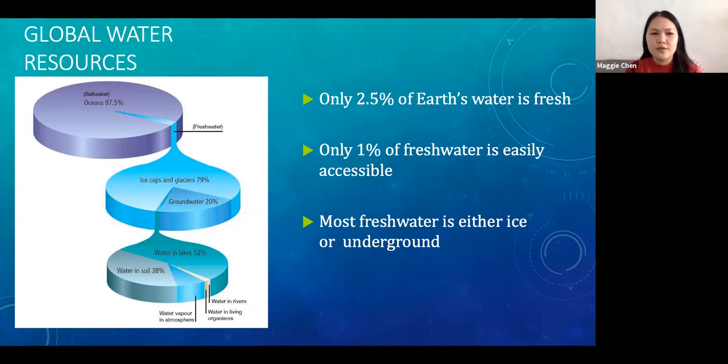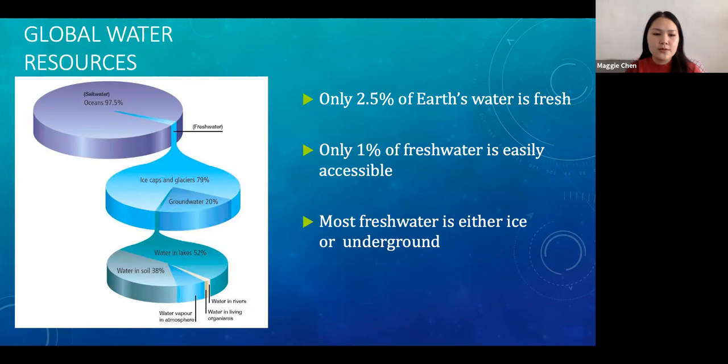And to take salt out of salt water is a very energy intensive, very costly, expensive process. So only 2.5% of the Earth's water is fresh, and fresh water is what we can consume. But only 1% of fresh water is easily accessible to us. Around 20% of it is in groundwater, which we can pump out, but it's a process to pump it out of the ground to be available to us.